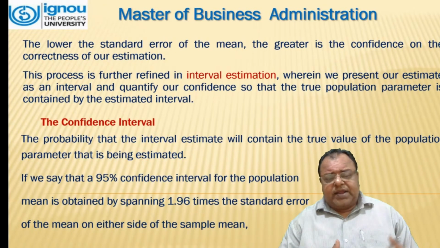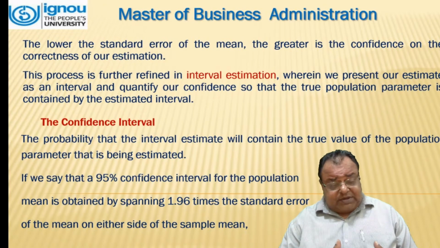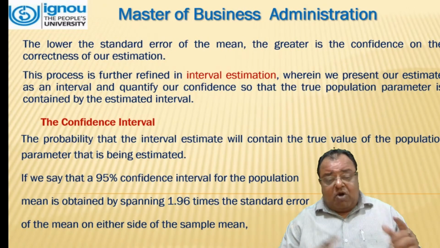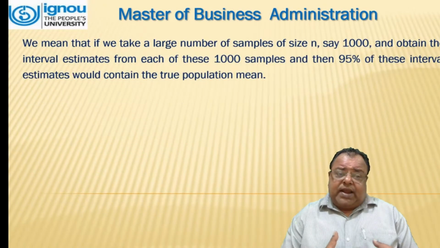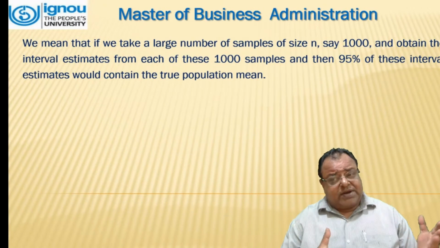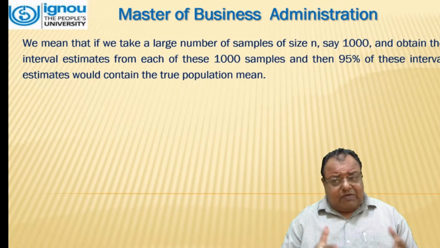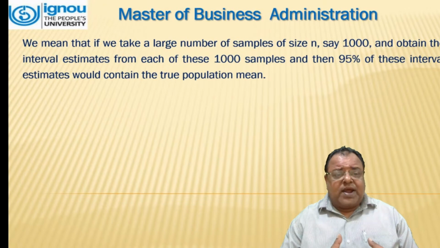It is the probability that the interval estimate will contain the true value of the population parameter that is being estimated. If we say that a 95% confidence interval for the population mean is obtained by spanning 1.96 times the standard error of the mean on either side of the sample mean, we mean that if we take a large number of samples of size n, say 1000, and obtain the interval estimate from each of these 1000 samples, then 95% of these interval estimates would contain the true population mean.